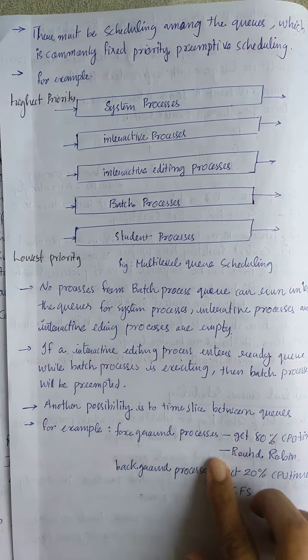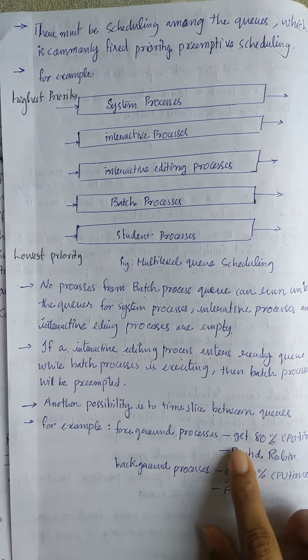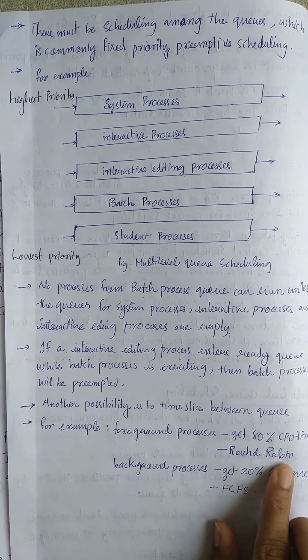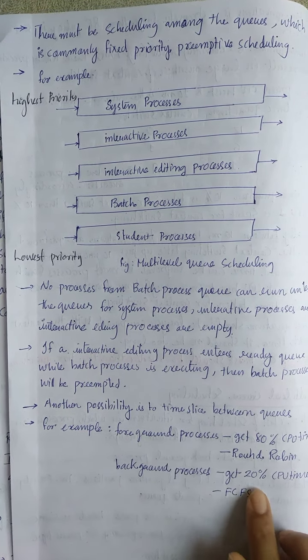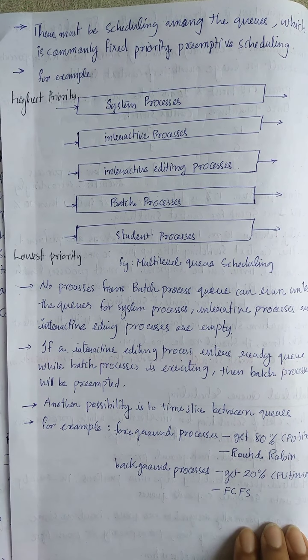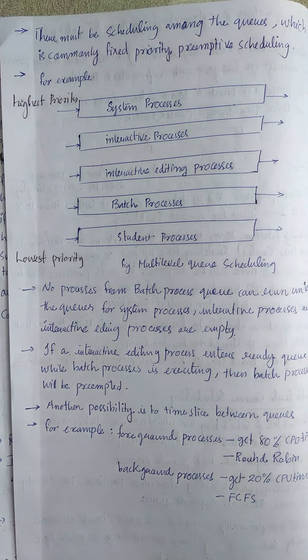For example, if there are two groups, foreground processes and background processes, we say that the foreground processes get 80% of the CPU time and the scheduling algorithm used is round robin, and the background process queue only gets 20% of CPU time and it uses the scheduling algorithm FCFS. So this is how multi-level queue scheduling works. The problem with this scheduling algorithm is that once a process is allocated to a queue, it will permanently stay in that queue. So processes with lower priority may suffer from starvation.